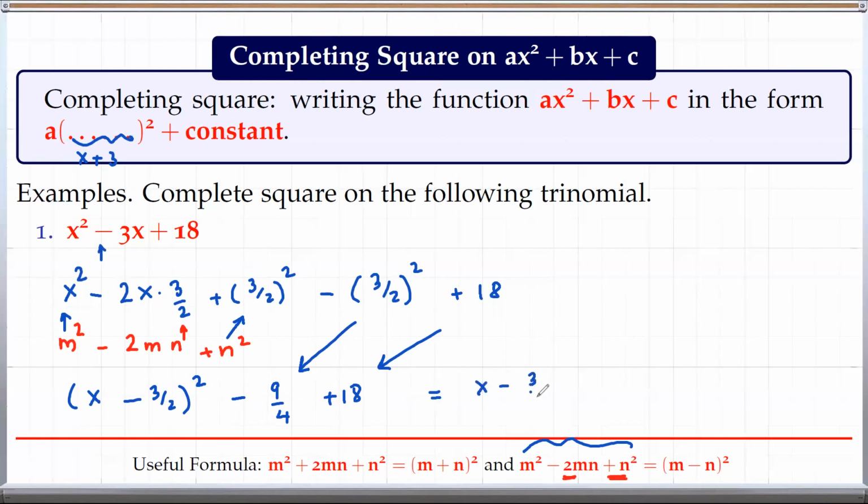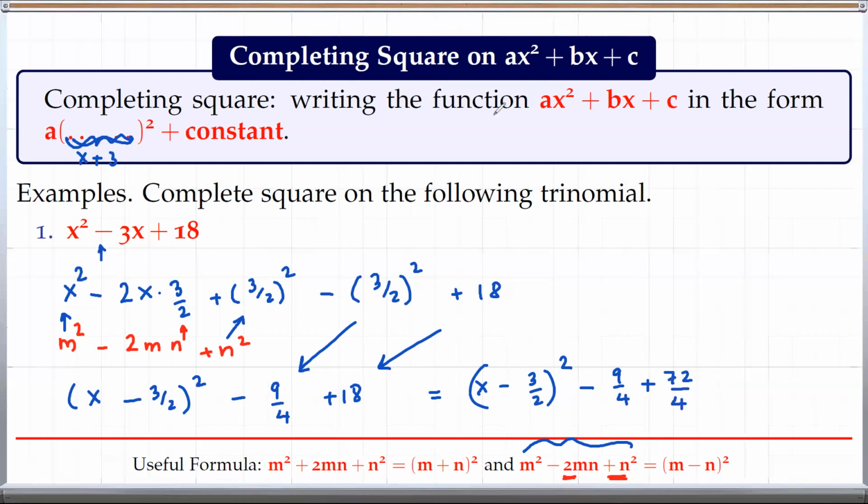I'm going to leave that x minus 3 by 2 squared as it is, because this is this part over here. And a is 1 over here. So we can put 1 over here. Multiplying by 1, we don't really have to write that. So I'm going to remove that 1. Minus, now we combine these two. So this will be 9 by 4 plus 18. We can write 18 as 18 times 4 by 4. But 18 times 4 is 72. So we have 72 by 4.